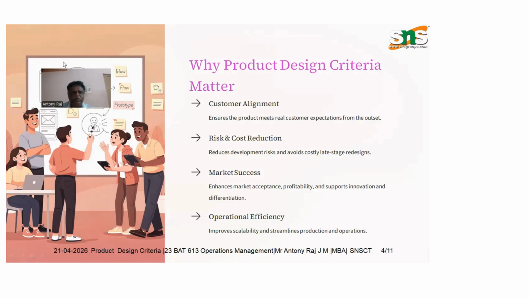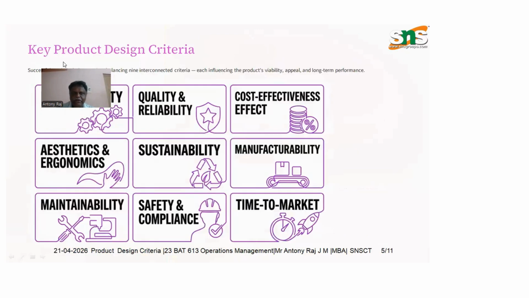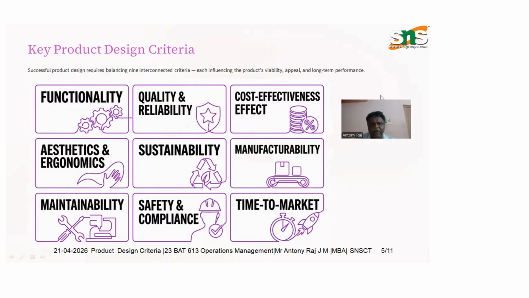Then only the customers are going to buy the product. And then operation efficiency. Product design criteria should actually increase operations efficiency, by this scalability as well as streamlining the productions and operations. And these are overall the three product design criteria.